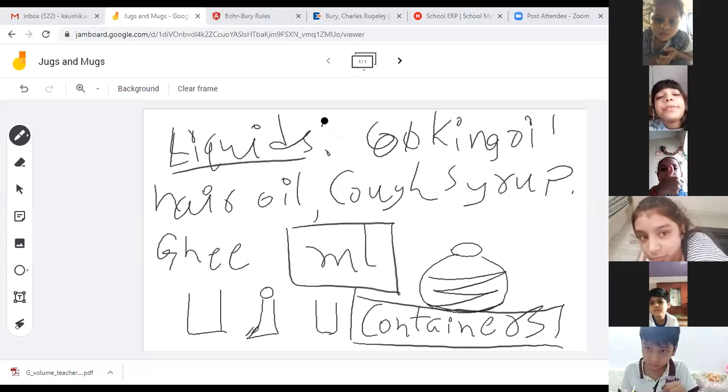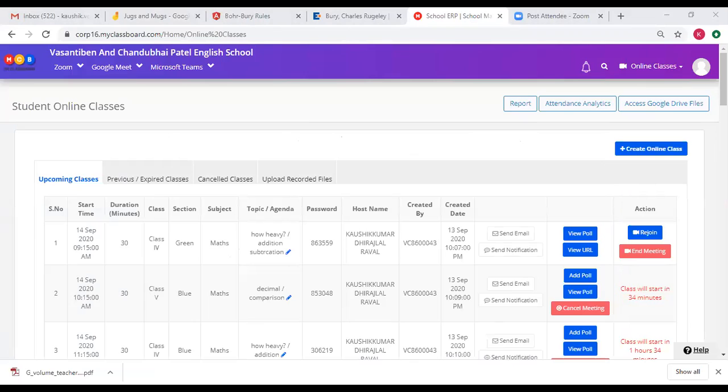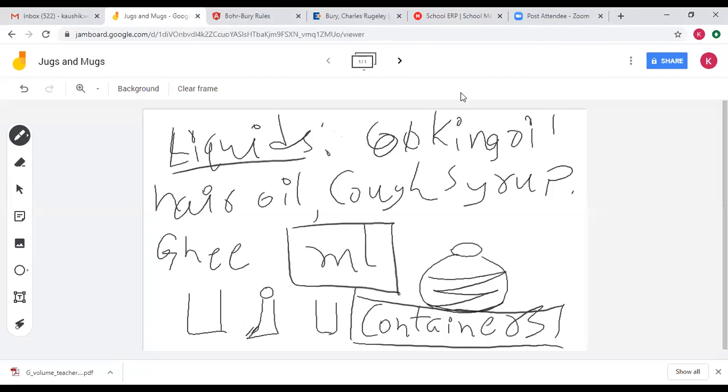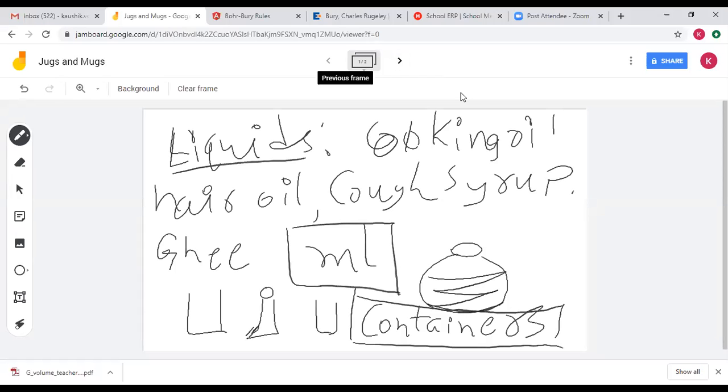Okay, so what we are going to do is the next part. Okay, you might not have finished it. Come on, what you have written after liquids? Cooking oil. Cooking oil.